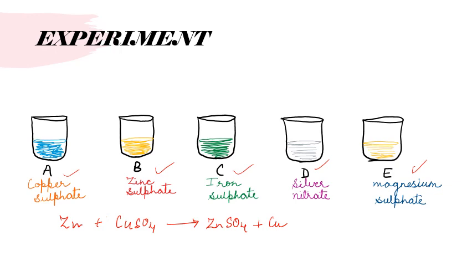And when copper turnings are added into zinc sulfate solution, nothing happens. And this shows that zinc is more reactive than copper. Zinc could not displace magnesium, so zinc is less reactive than magnesium, and in this way we can test for all the metals and we'll see their reactivity series.